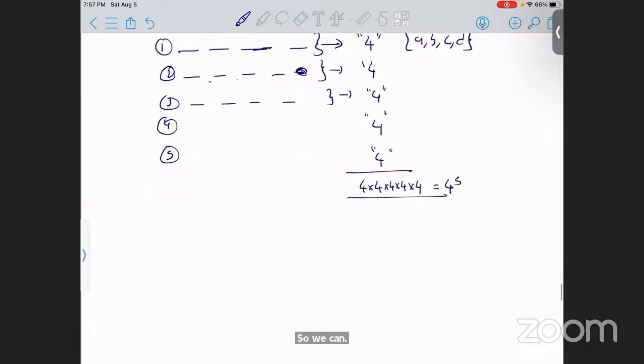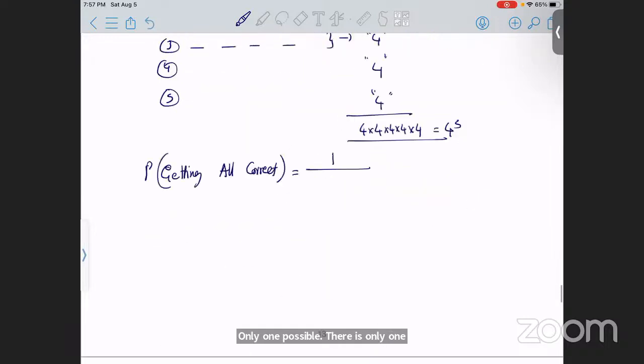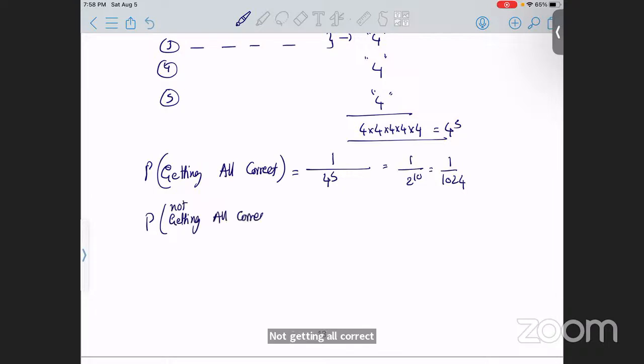So the probability of getting all correct is only one possibility, one sequence, divided by 4 power 5, that is 1 by 2 power 10, which is 1 by 1024. But in the question they ask the probability of not getting all correct. That means 1 minus 1 by 1024, the complement. 1023 divided by 1024. This is the answer. Okay.